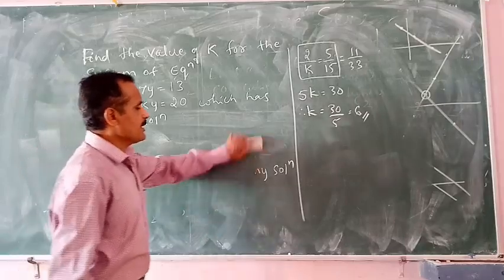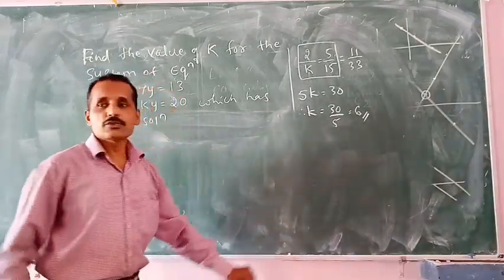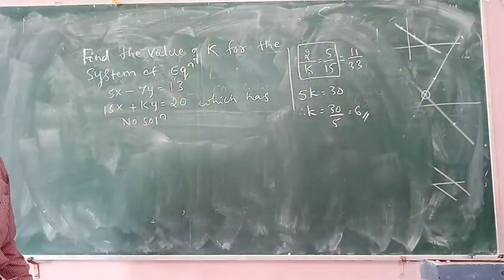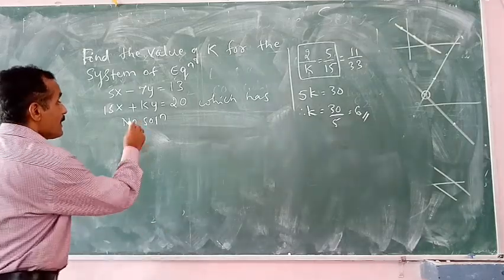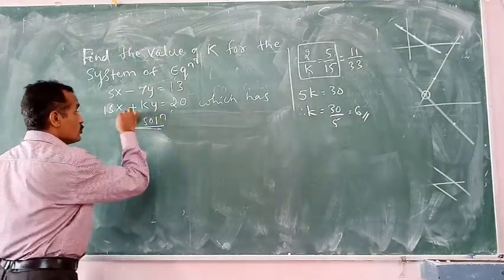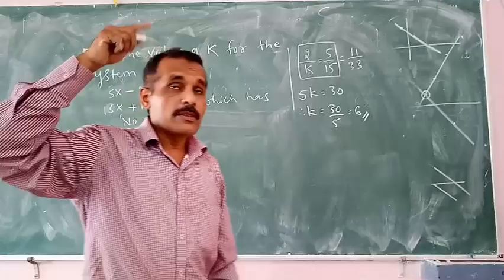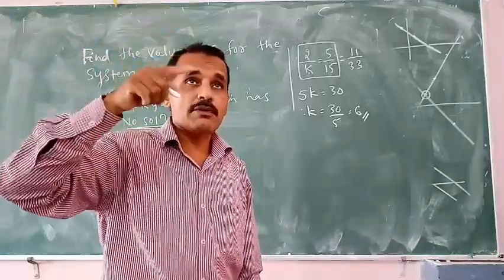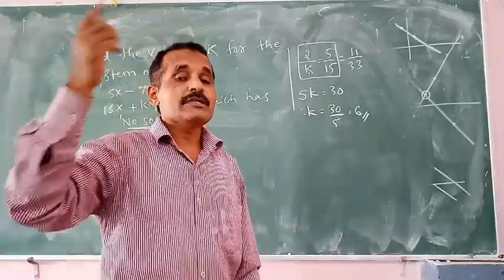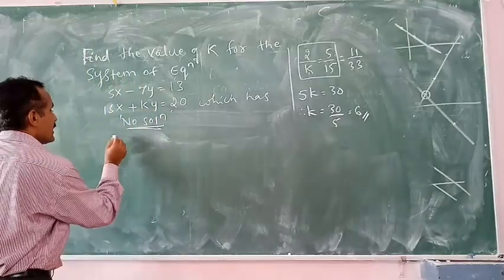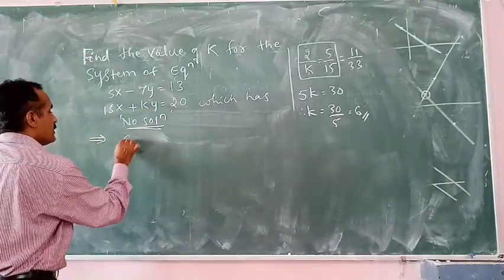I have told you very clearly, no solution means no common solution. Whenever you are seeing this no solution, the condition you should recall: a1 by a2 equals b1 by b2, not equal to c1 by c2. Let me write again. My solution starts from here.